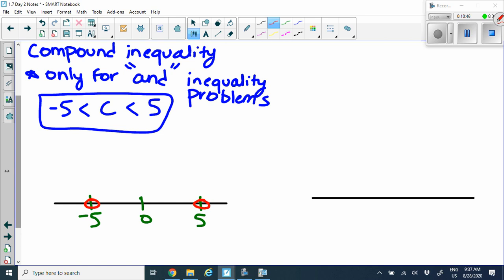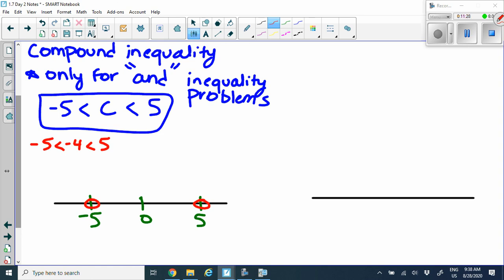Now notice that C is in between -5 and 5. What does this really mean? I'm going to draw above the number line, and then I'll draw on it. If C is in between, we want numbers that satisfy that compound inequality. Let's talk about -4. Is -4 in between -5 and 5? Meaning, is -5 less than -4, and -4 less than 5? Is this true or false? This is a true statement, because -4 is bigger than -5, but it's smaller than 5.